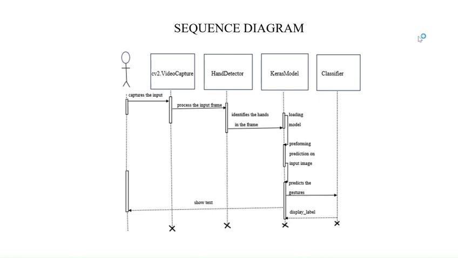The hand detector processes the input frame to identify hands, which is then passed to the Keras model for loading and predicting gestures. The recognized gestures are finally classified and displayed to the user.